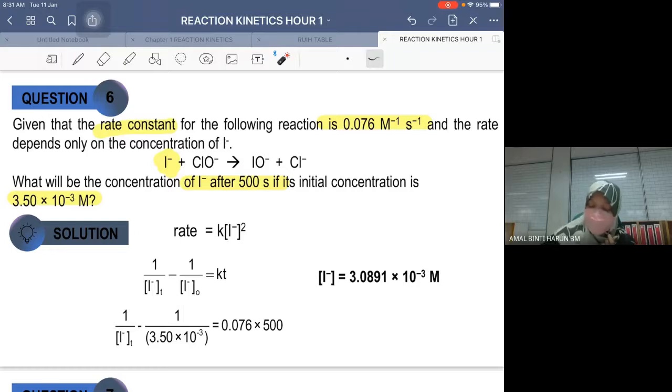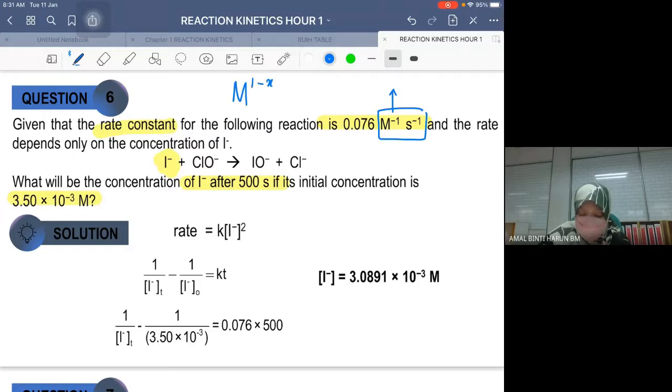Okay, order berapa? Apa indikator untuk kita tahu order dia? So, tengok unit K. By using the unit K, we can determine the order. Unit K, per molar per second. Kalau kita tak ingat unit K ni, per molar per second ni belong to which order, kita boleh buatlah molar 1 minus X tak tahu per second.